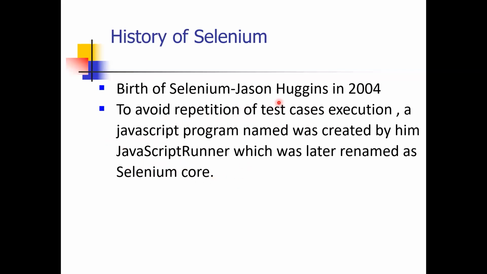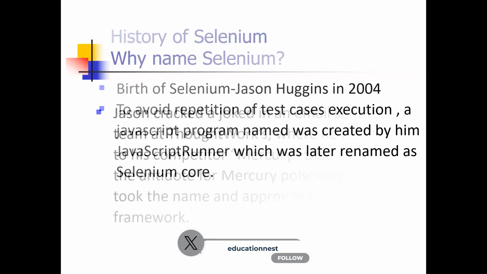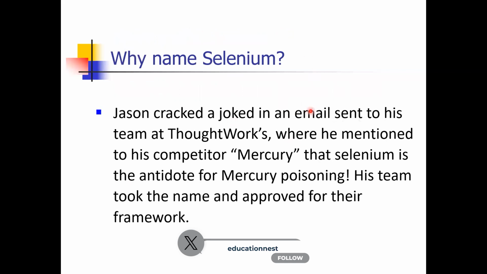Jason Huggins started Selenium in 2004, and initially its name was JavaScript Runner. After that, the name was changed to Selenium Core. But why is its name Selenium? So what happened? Jason Huggins invented this.